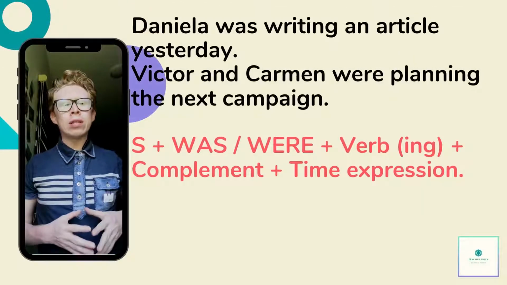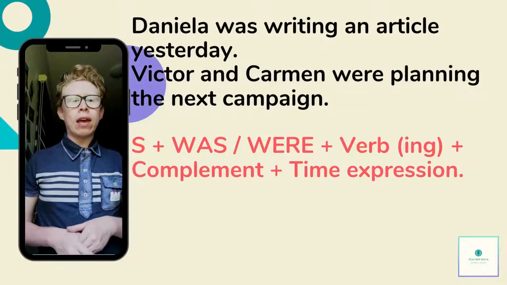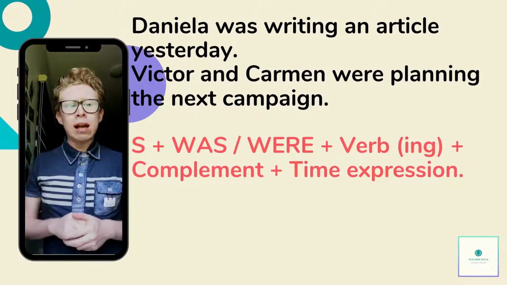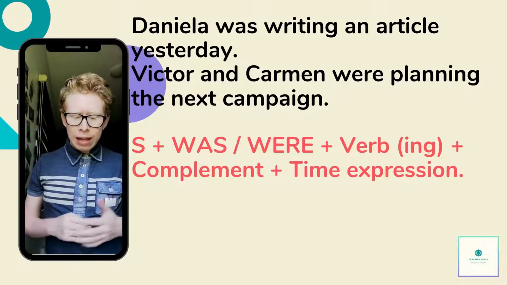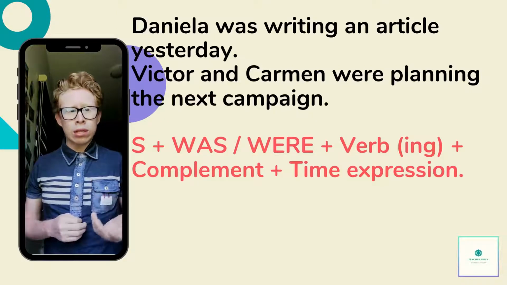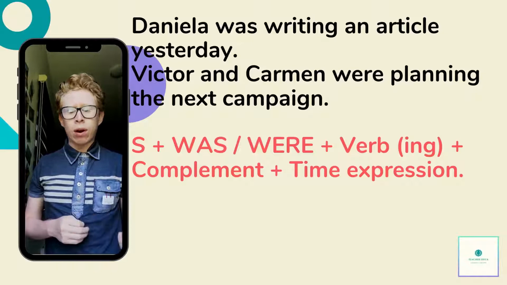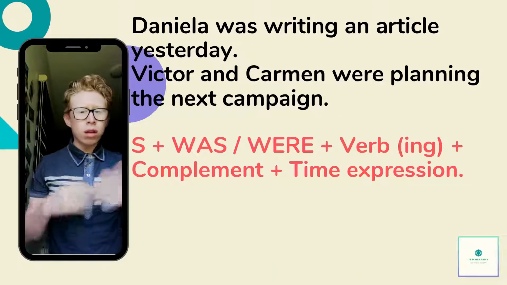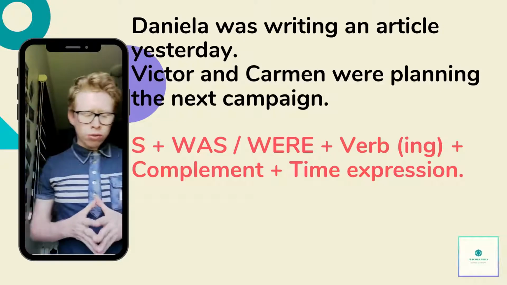Let's take a look at the structure first of the affirmative form of the past continuous. Here we have two examples. It says, Daniela was writing an article yesterday, and Victor and Carmen were planning the next campaign. So let's take a look at the structure.